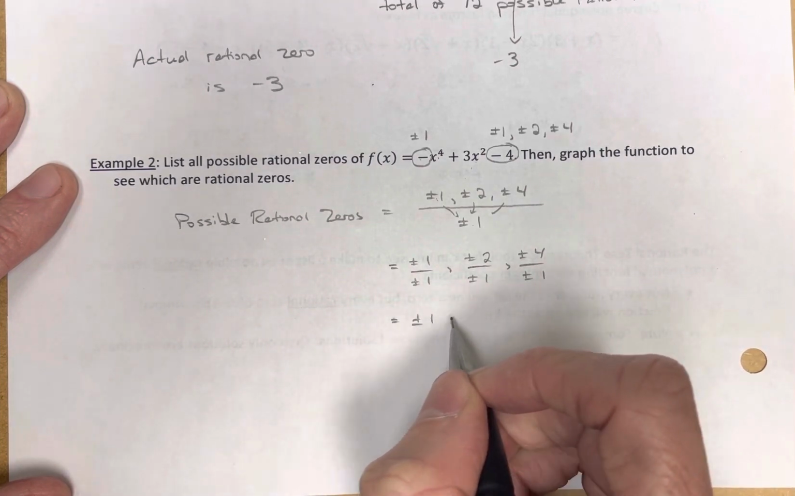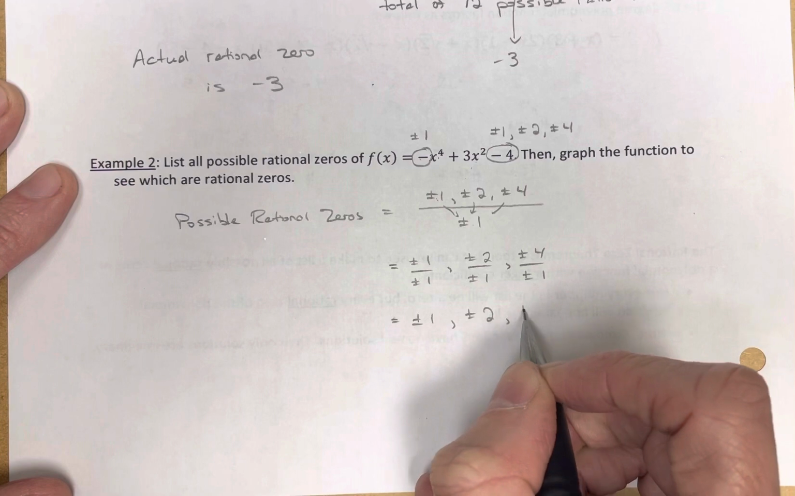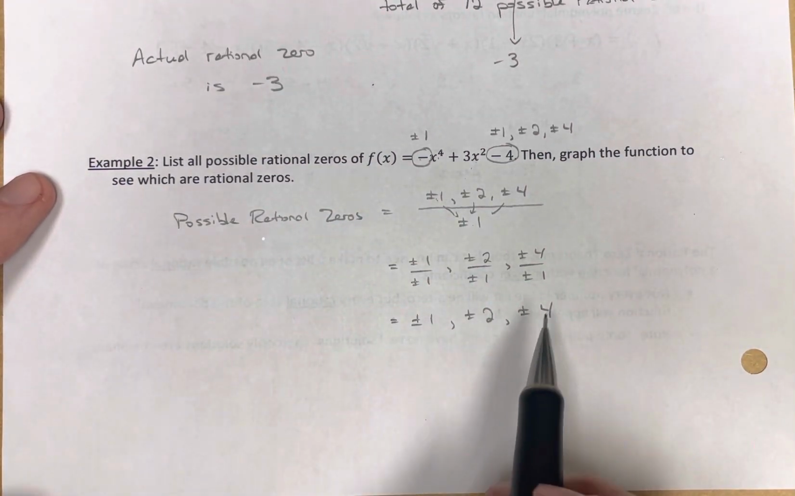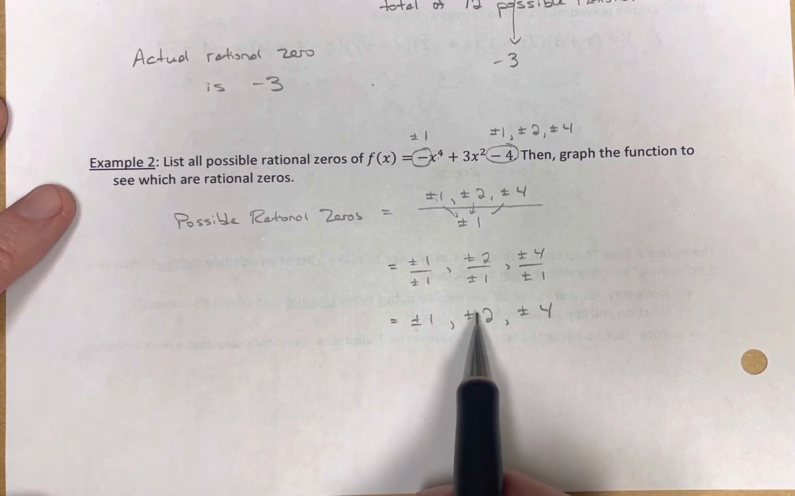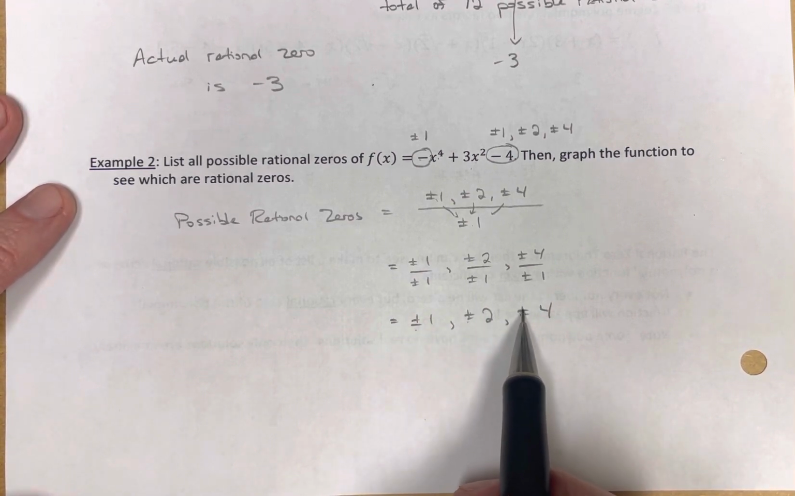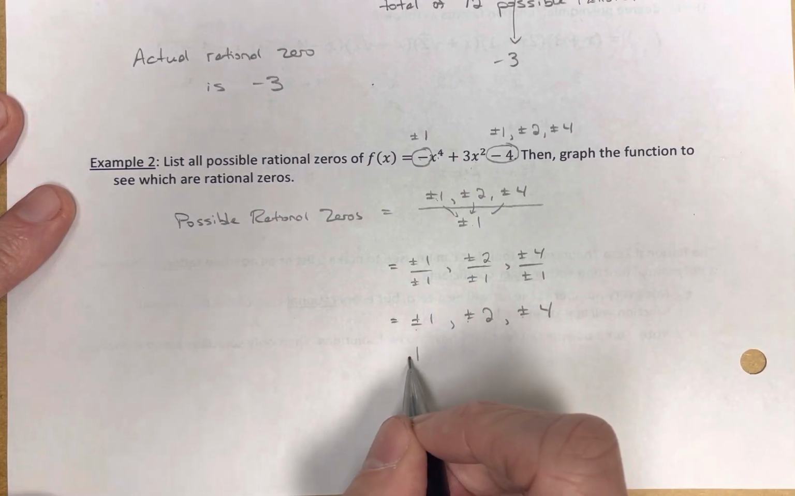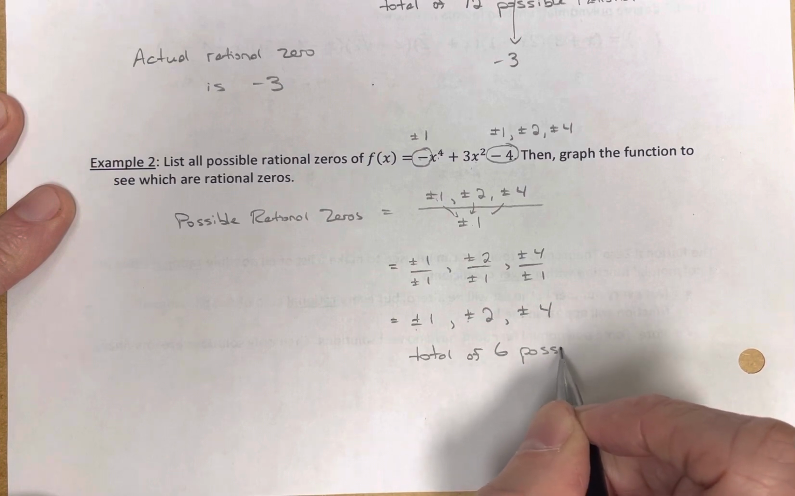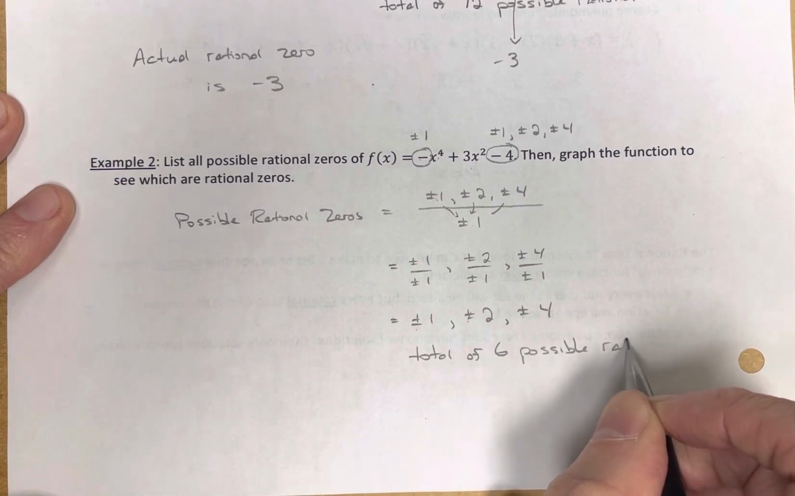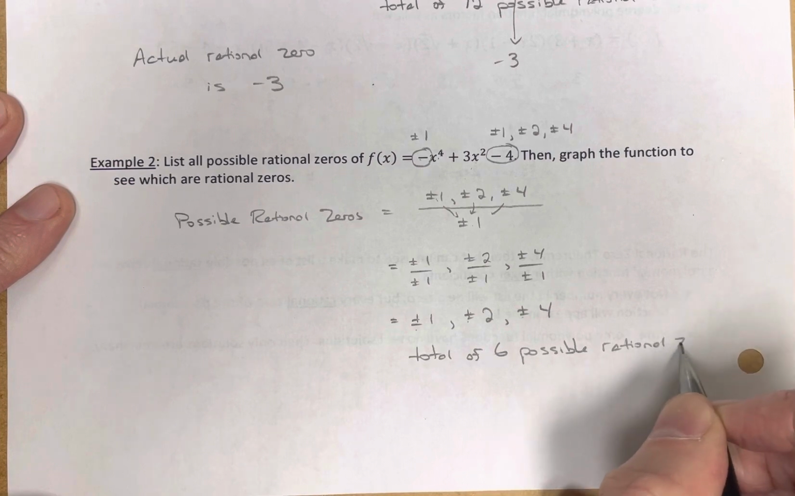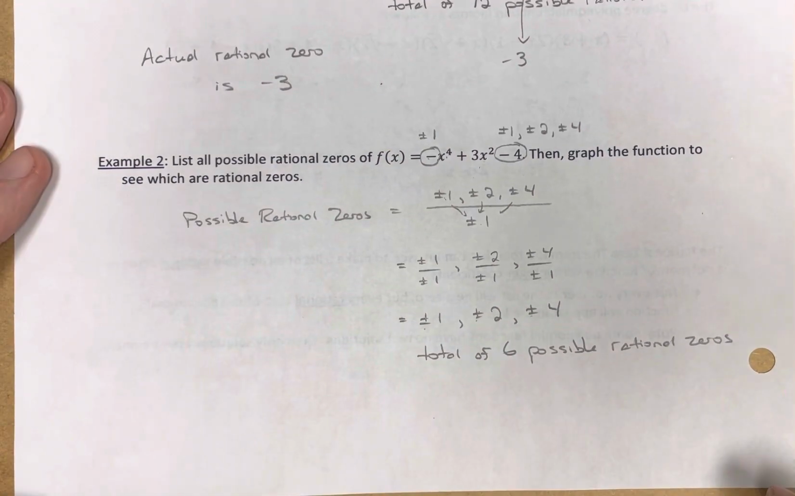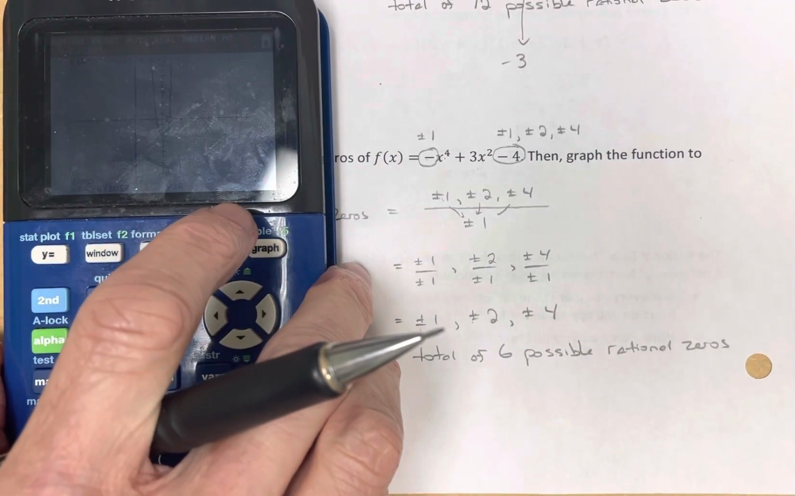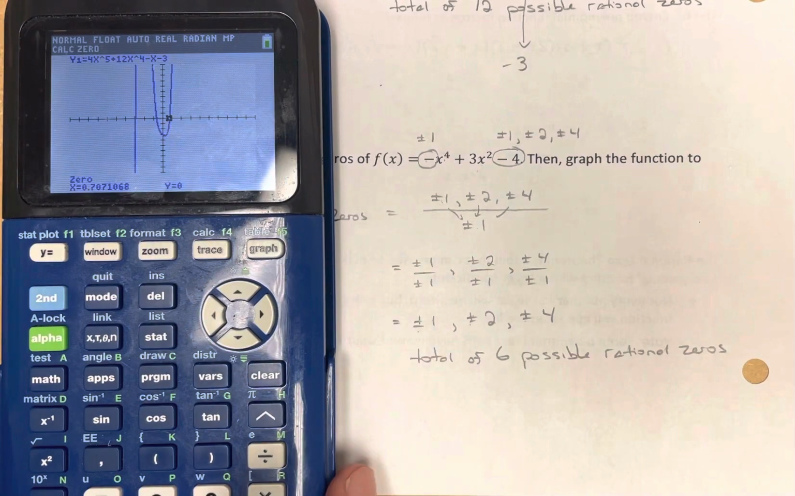So I can simplify this. I have 6. If I have a rational 0, it is one of these 6. Positive or -1, positive or -2, positive or -4. So total of 6 possible rational zeros. Okay, let's see if any of these, it may have none of them. If there's a rational one, it's one of those 6. Okay, let's take a look at this graph.